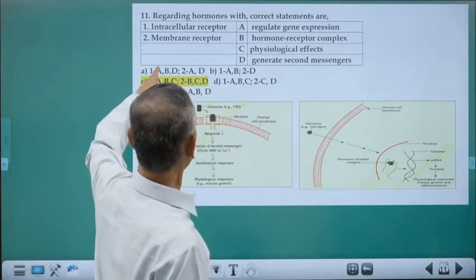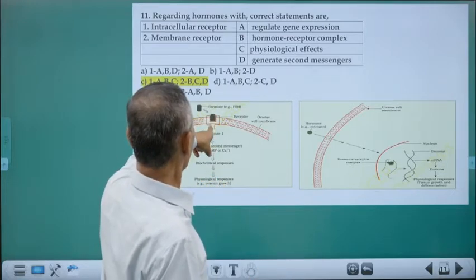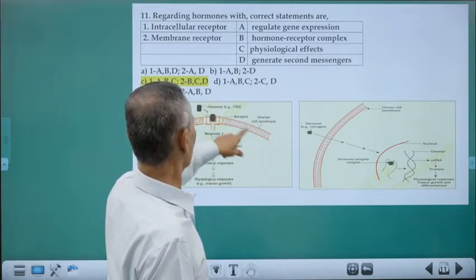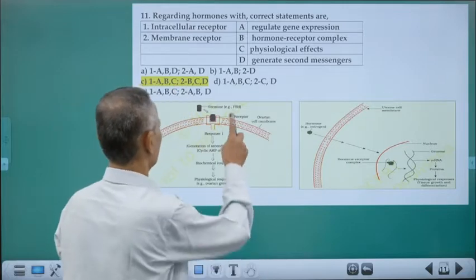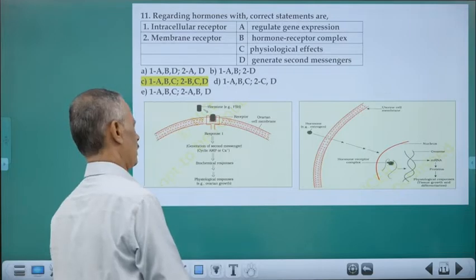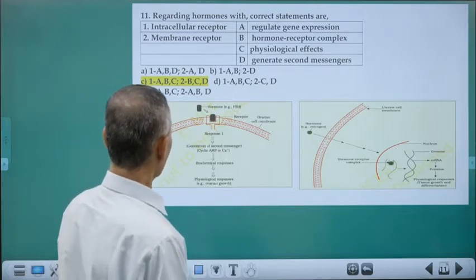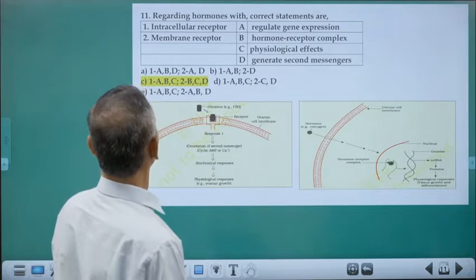Regarding hormones, the correct statement. This is what I was telling you. A protein hormone will combine with the receptor. As a result of that, we will have the second generation of second messengers, like cyclic AMP, calcium, et cetera.